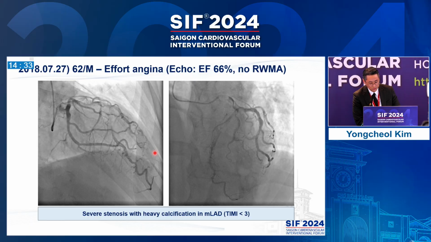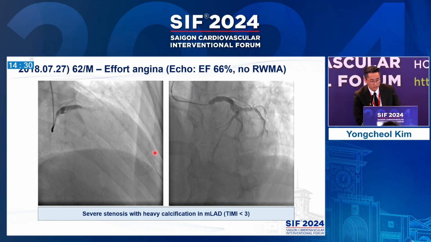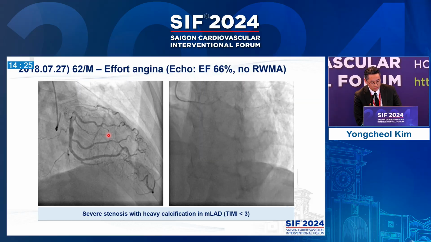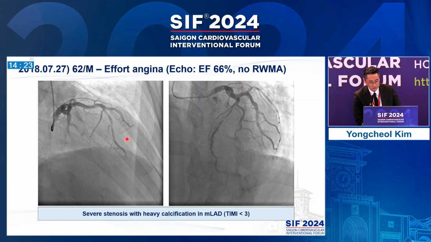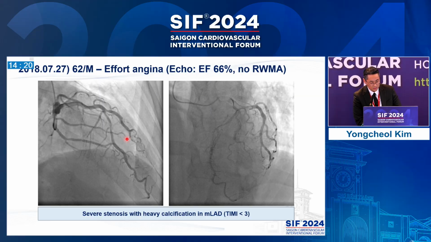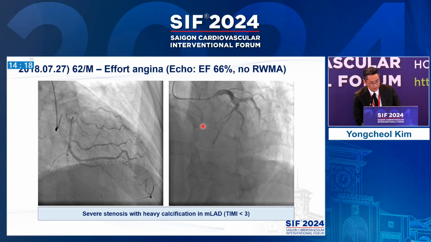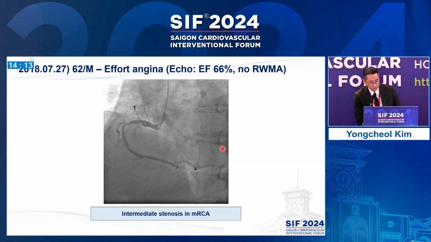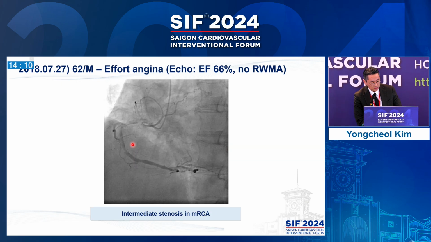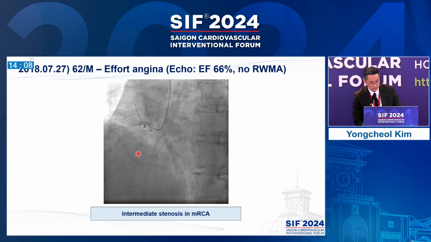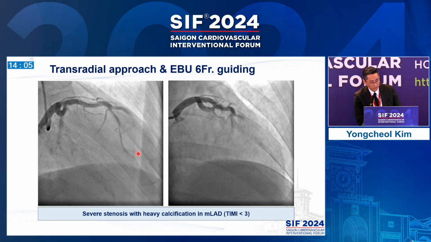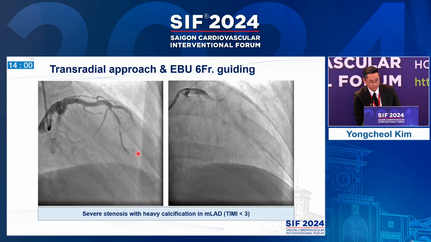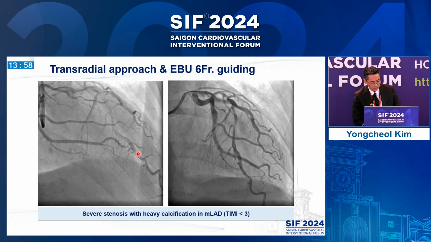The 62-year-old gentleman complained of effort angina and visited another private hospital, and the angiography showed severe stenosis with heavy calcification in the mid-LAD, and the TIMI flow was less than 3. Angiography also showed intermediate stenosis in the mid-RCA. At that time, his operator planned to perform PCI using a 6 French EBU guiding catheter.